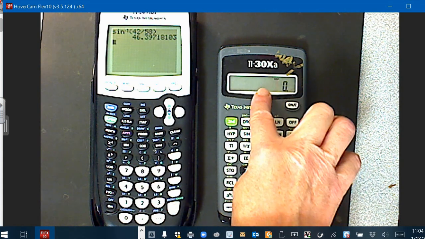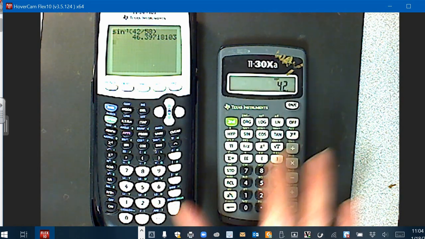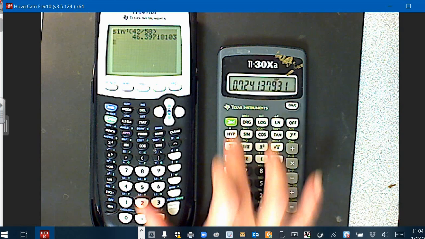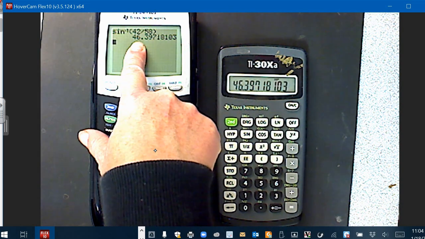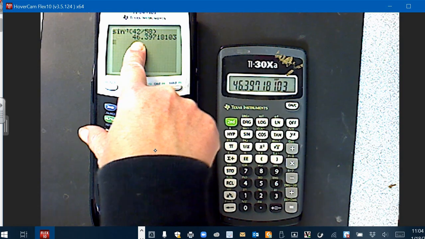Enter. Over here, 42 divided by 58. Enter second function sine. You get the same thing. We're going to round to the nearest whole degree, which is 46 degrees.